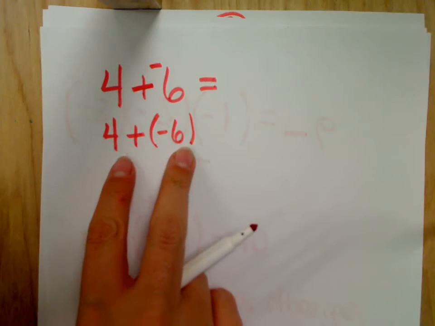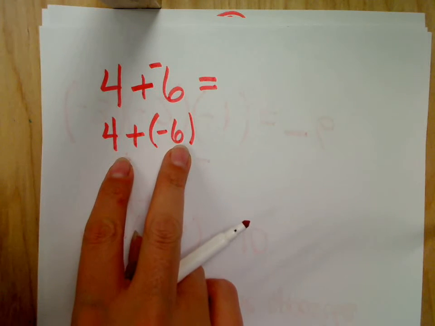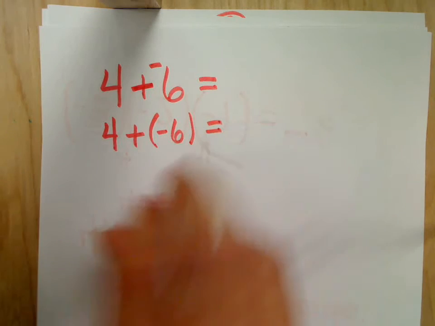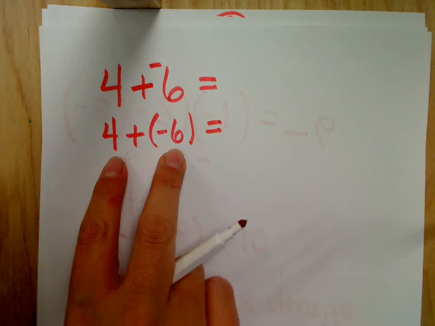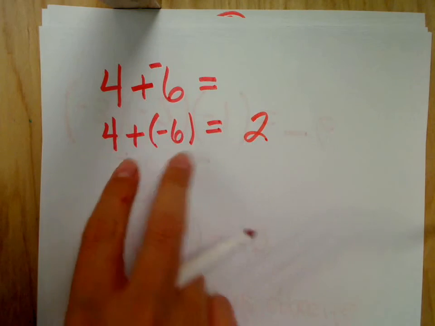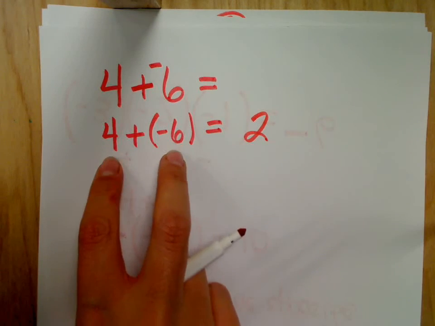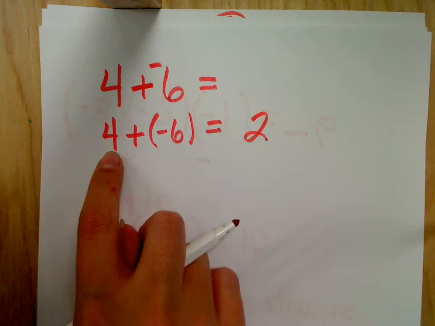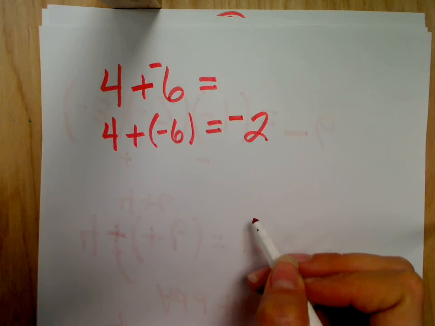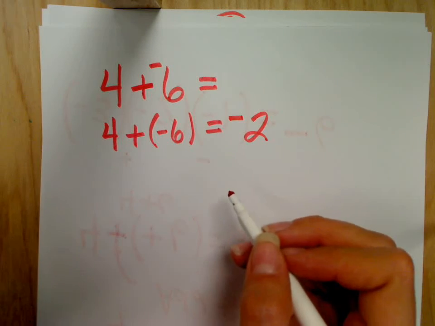You ask the question, are they the same sign or are they different signs? Good, different signs. So that means I'm going to find the difference between them. The difference between 6 and 4 is 2. And then you ask, well, what do I have more of? Do I have more negatives or more positives? You have more negatives, and that gives me the sign for my answer, -2.